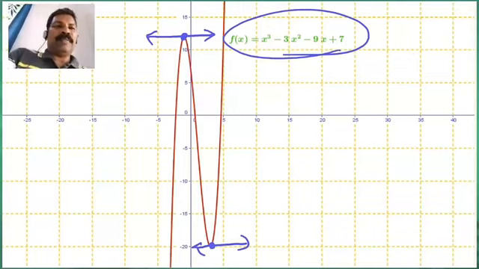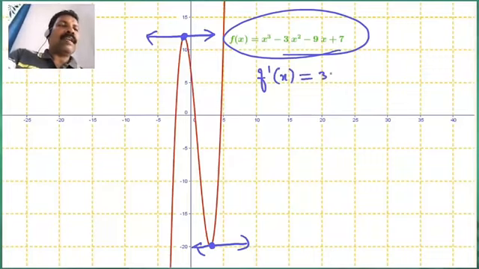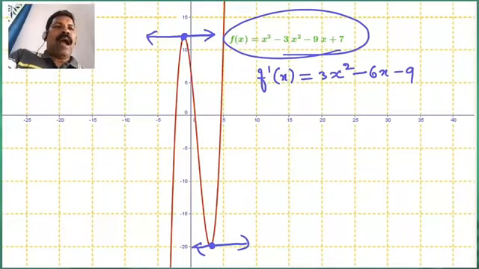We have to find those points. So how to find it? Here again, I told you we can find the slope of the tangent by taking the derivative. So what is the derivative here? That is f dash x is equal to 3x square minus 6x minus 9. Calculus says this is the derivative at any point x, y.